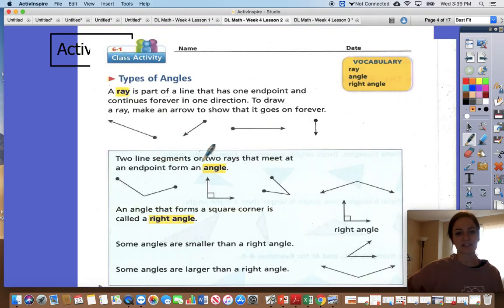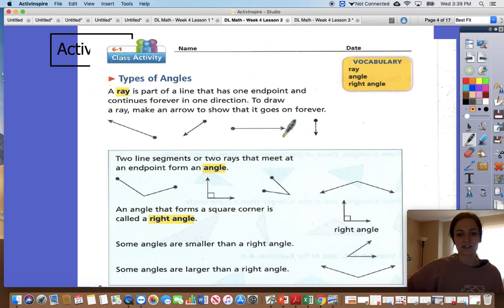All right, so we have different types of angles. So let's look first. First, we need to know what a ray is. A ray is a part of a line that has one endpoint. So do you see how it has a little dot? That's where it ends or it starts. And then it continues forever in one direction.